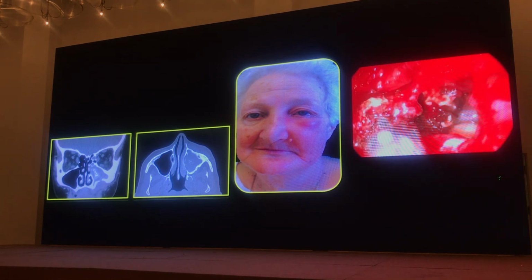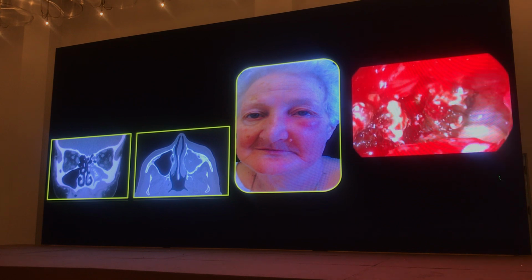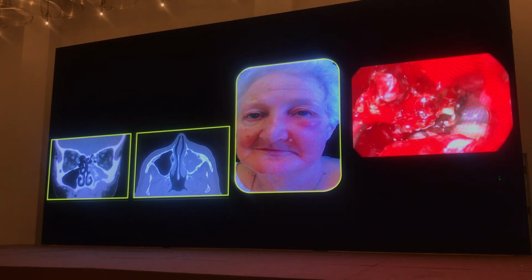This is how functional endoscopic sinus surgery would work. You go in and they just clean it out.